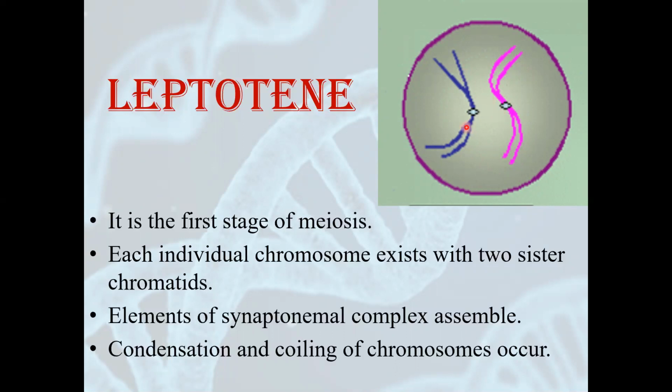Slowly and slowly, these chromosomes will start to condense. In this figure, it is not clear, but you can see the size of these chromatids is very thin. Slowly and slowly, they will start to condense, and this will become thick. Condensation and coiling will start.